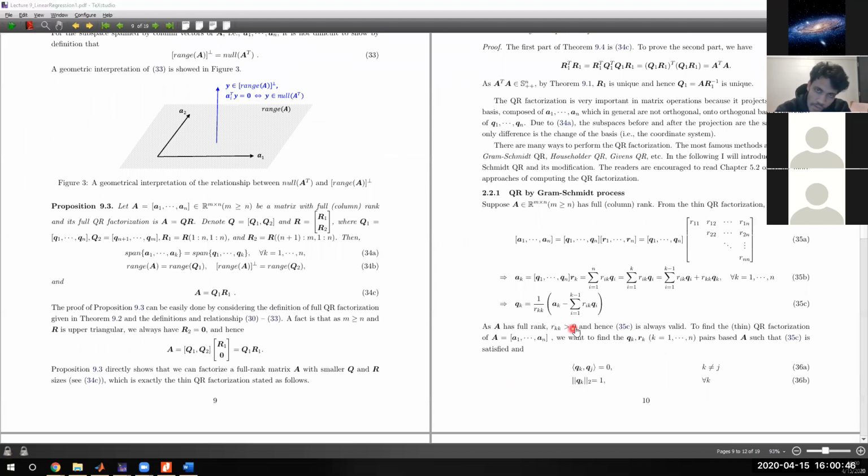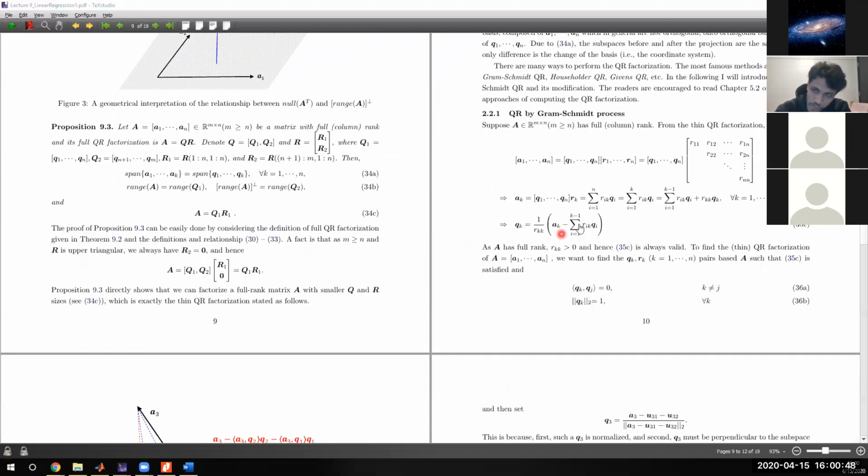So in other words, I need to find an RK, because everything is known, only RIK and RKK are unknown, right? Once I know RIK and RKK, I immediately know how to calculate QK. And I can start from Q1 and then Q2, Q3, Q4. So the QR decomposition is actually a question of figuring out the values of RIK and RKK. Now let's see how to figure it out.